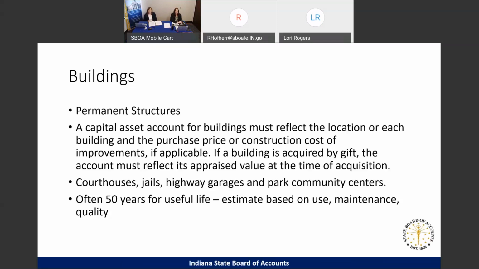Based on the building, are you talking about the courthouse or are you talking about a highway building? The quality of the building, was it a limestone construction or was it a Quonset hut? And how will it be maintained? All of those things factor in how long you think that building will be useful. And that's how you're going to estimate that. And again, I'm going to say this several times, it's what's reasonable, and we're not going to argue with you if it's reasonable. You know what your useful life is better than we would.